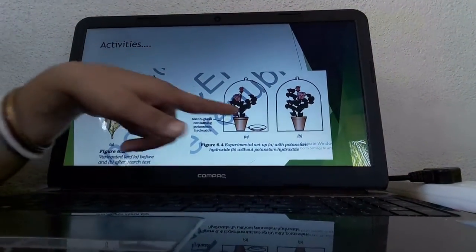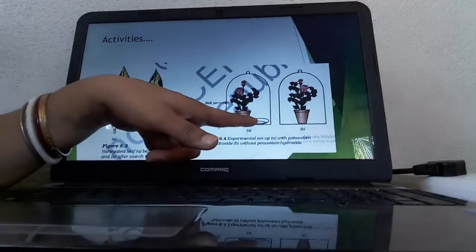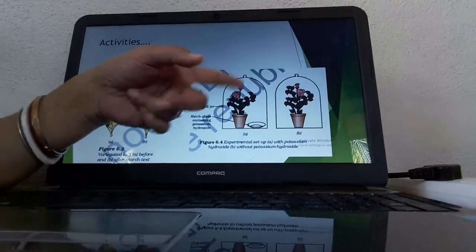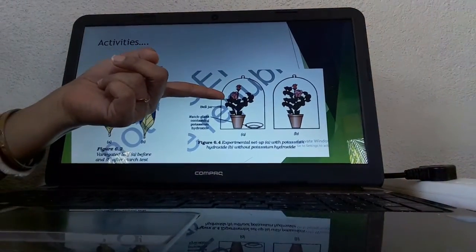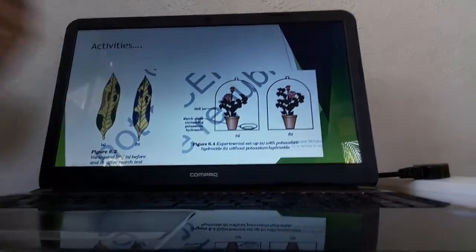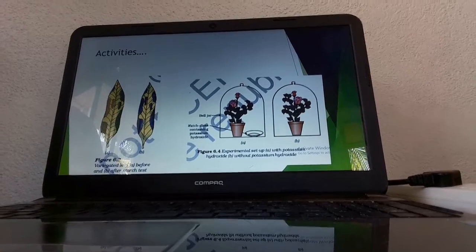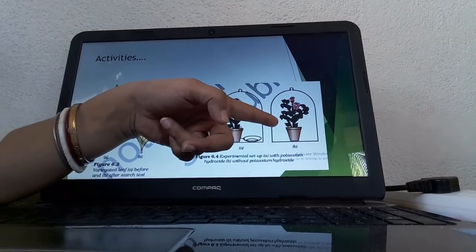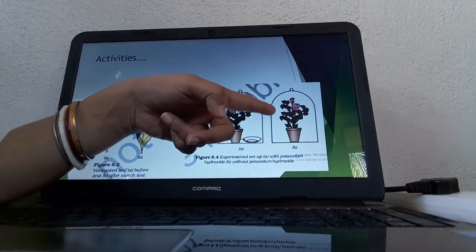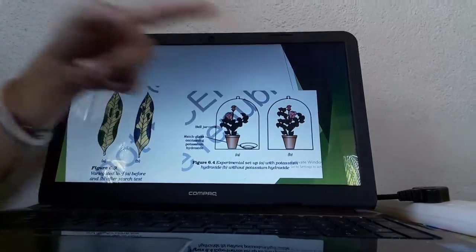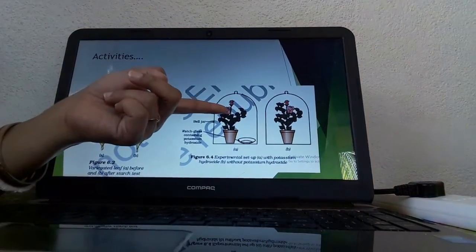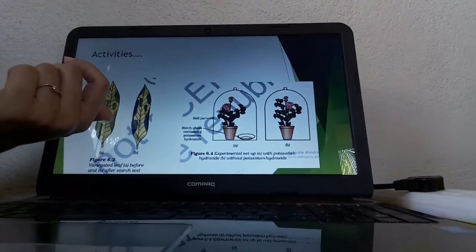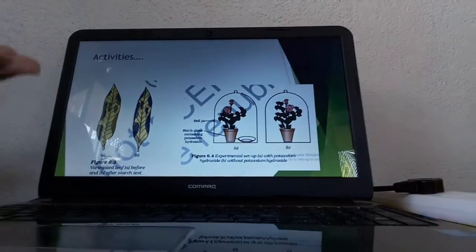In this container we have kept KOH, potassium hydroxide. Now KOH will absorb the CO2. So will this plant do photosynthesis? Yes or no? Of course not. But here there is no KOH. This air also contains CO2. As it contains CO2, this plant will perform photosynthesis. Now you take a leaf from this plant, a leaf from this plant. If you do the iodine test, which one will be positive, which one will be negative, you can easily understand.